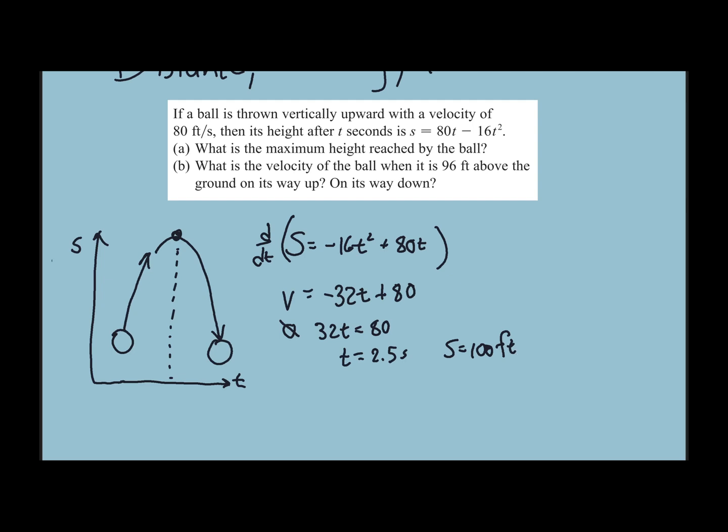And then part B says, what is the velocity of the ball when it's 96 feet above the ground on its way up? So they're saying somewhere here at 96, there's one spot here and there's one spot here, and they want to know the velocity at each one of these. Well, in order to figure that out, we need to know where this is, and that means we're going to need the time factor for that. Well, let's start with that.